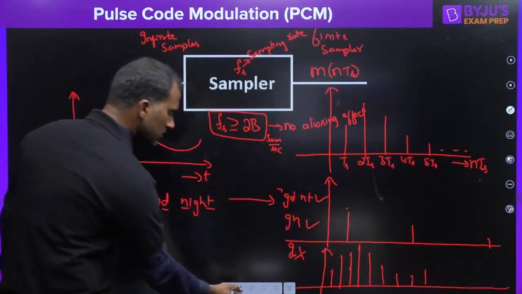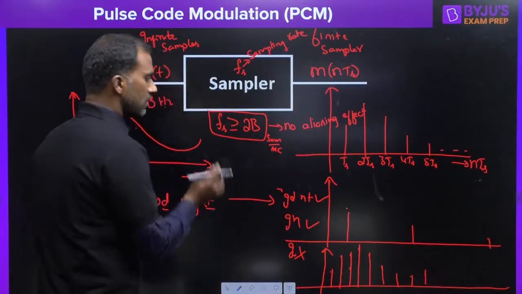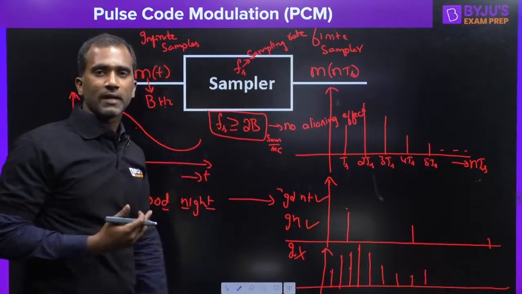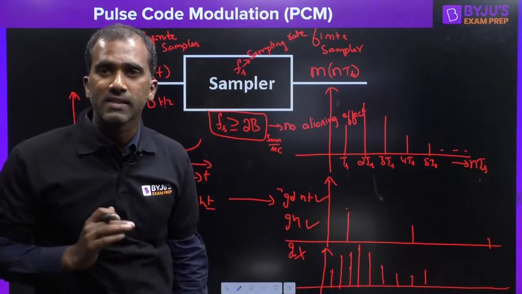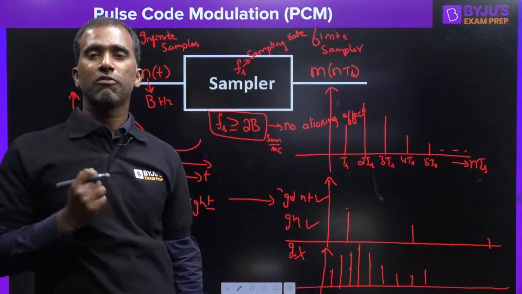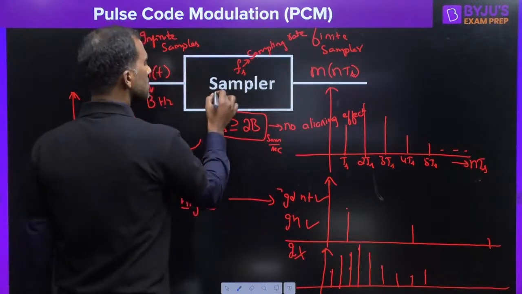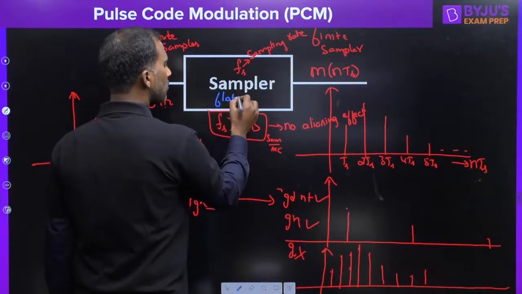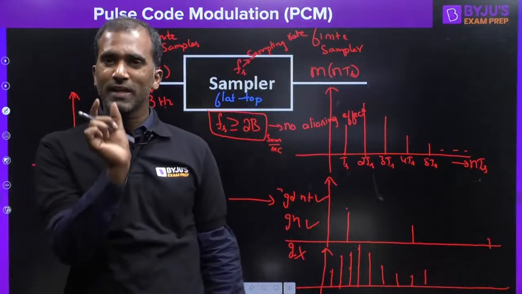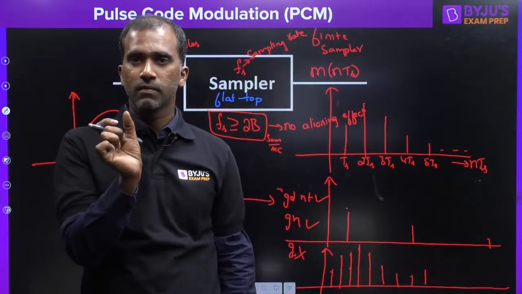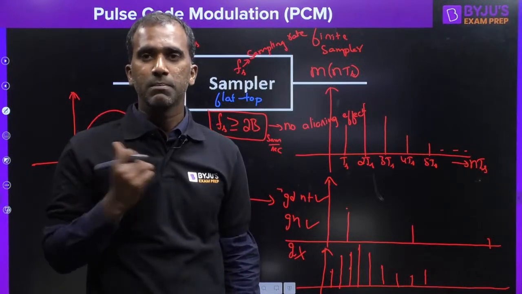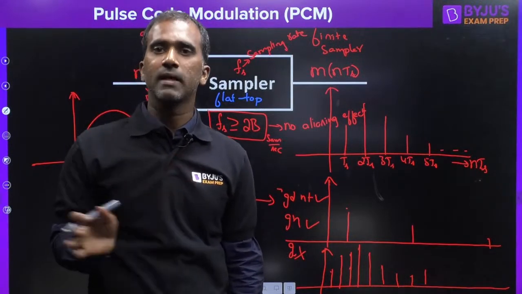And there is one more important thing here. Whatever sampling we do practically is not ideal sampling. We do practical sampling, or flat top sampling as we call it. When we use flat top sampling, we use rectangular pulses, we don't use impulses. In ideal sampling, we use impulses, but we don't have practical impulses. So that's why ideal sampling is not practically possible.